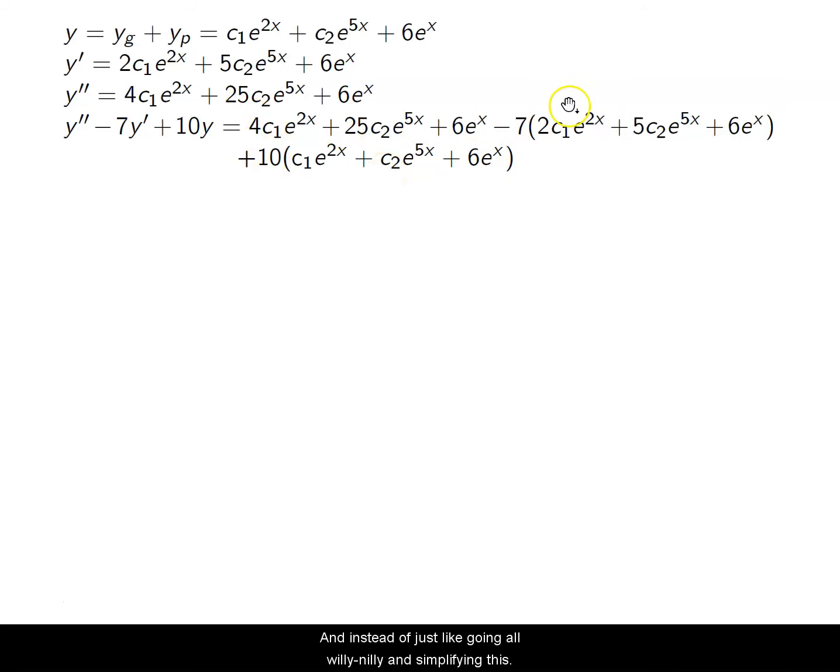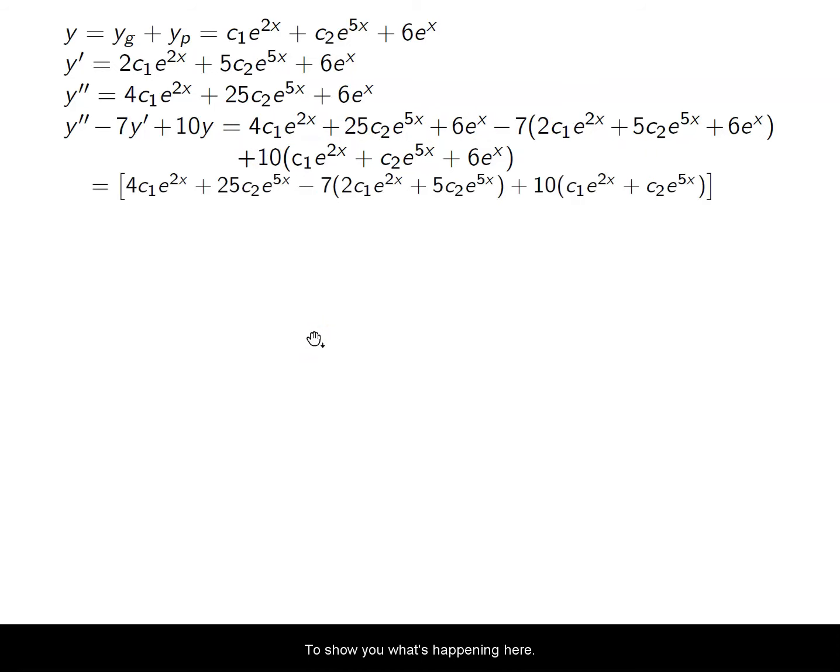And instead of just going all willy-nilly and simplifying this, to show you what's happening here, I'm going to separate this now to all the C1, C2, e to the 2x, e to the 5x parts being plugged into y double prime minus 7y prime plus 10y, which we actually know is already 0. Okay, so I'm just separating this out.